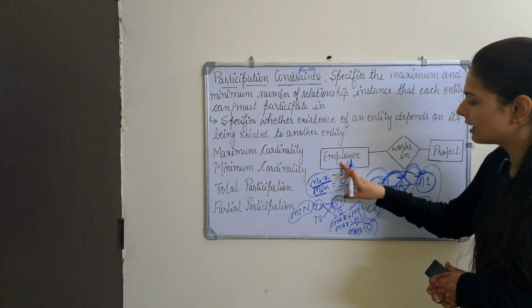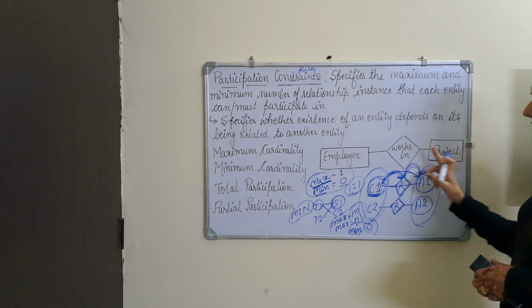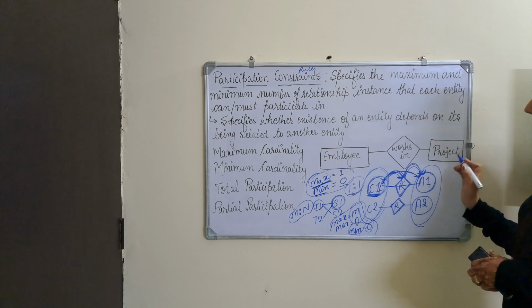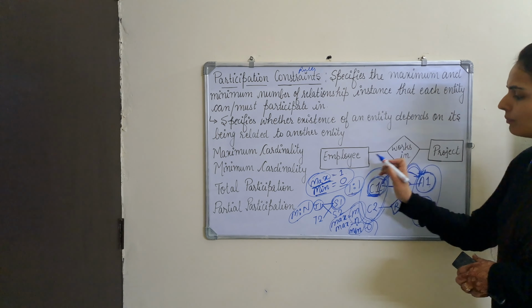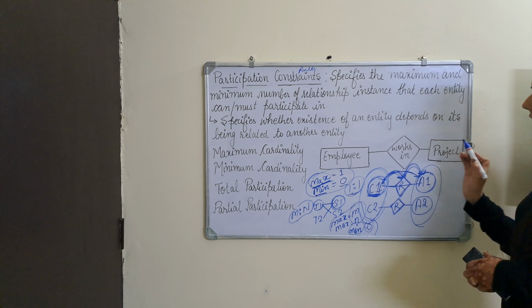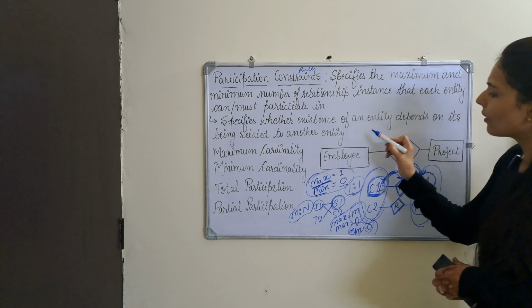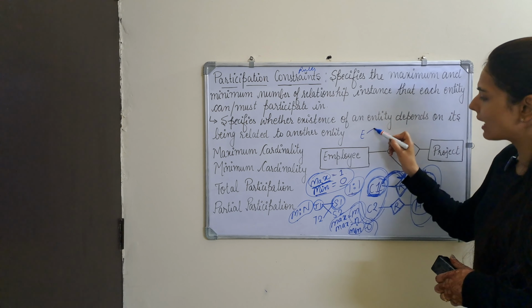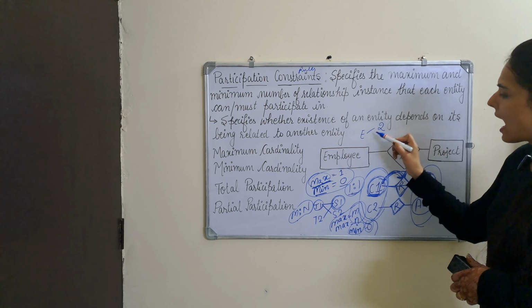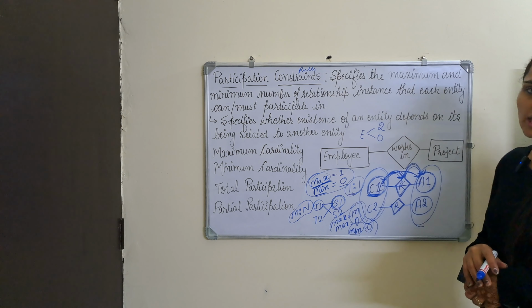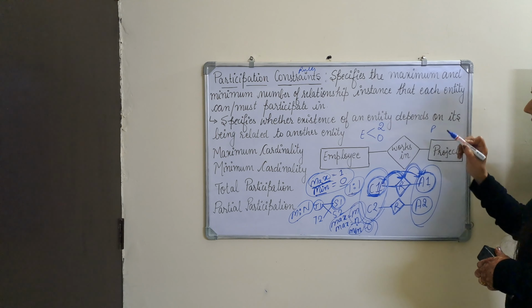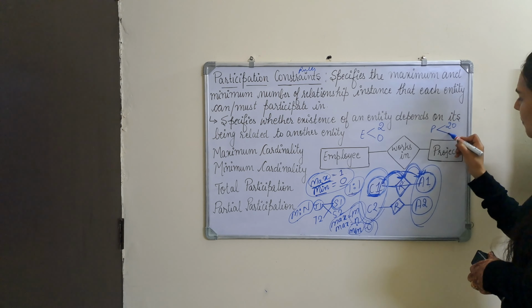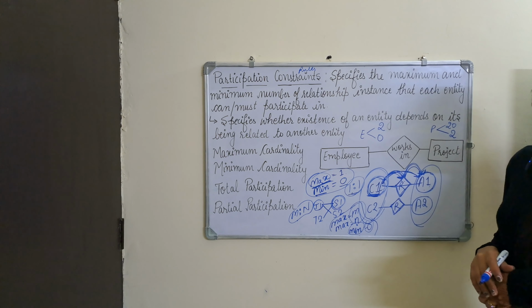If we say that an employee and a project are related to one another, there is a relationship between employee and project, and that relationship is that the employee works in the project, right? Now, say one employee can work in a maximum of 2 projects and a minimum of 0 projects, and one project can have a maximum of 20 employees and a minimum of 2 employees, right?